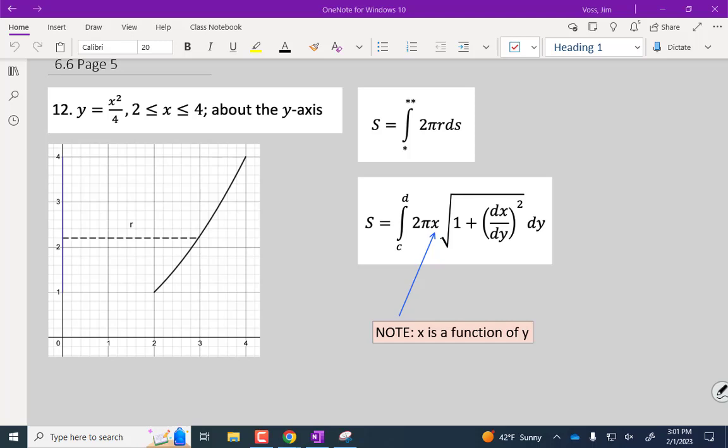So we've got a couple more examples of surface area. And we are doing surface area of surfaces that are found by rotating a curve around an axis.